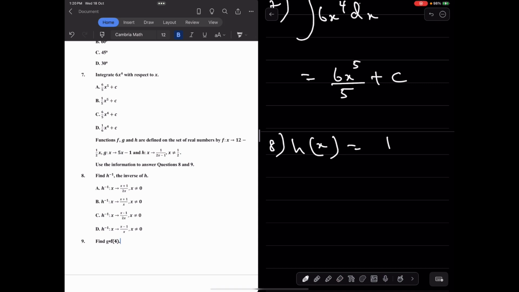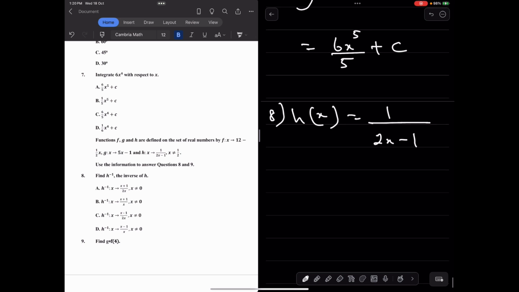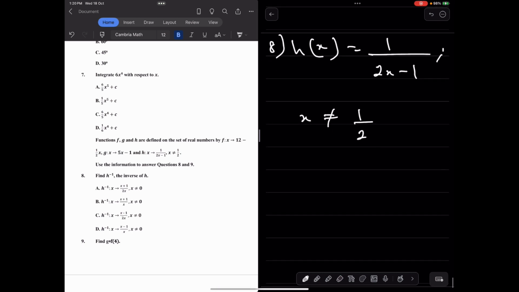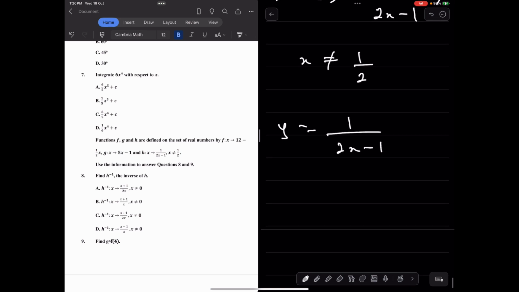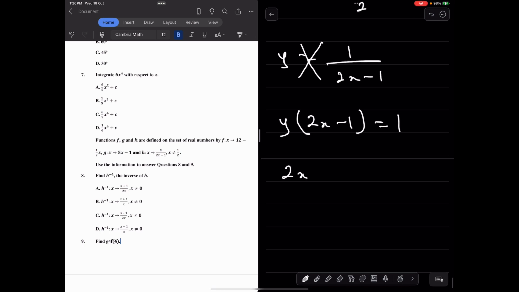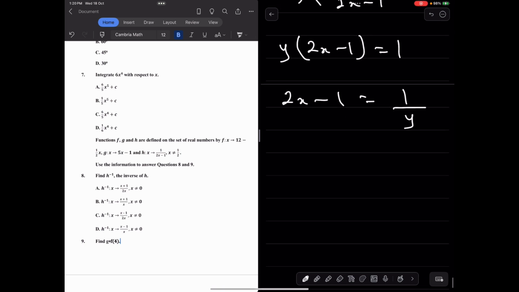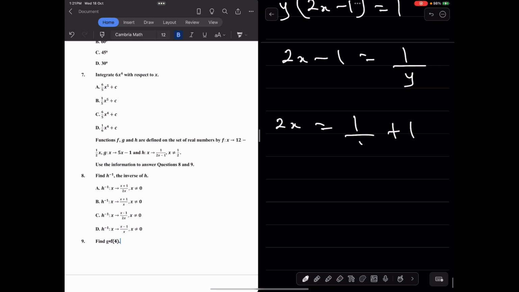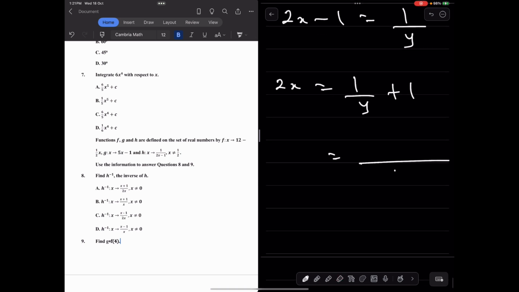h of x is 1 over 2x minus 1, where x is not equal to 1 over 2. So to find the inverse of h, let y be equal to 1 over 2x minus 1. Now we want to make x the subject of this formula. If I cross multiply, y into bracket 2x minus 1 equals 1, and that simply means 2x minus 1 equals 1 over y, which means 2x equals 1 plus 1 over y. The LCM is y, and that simply means 2x is 1 plus y over y.